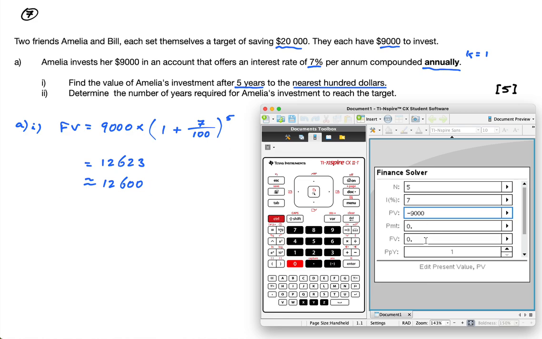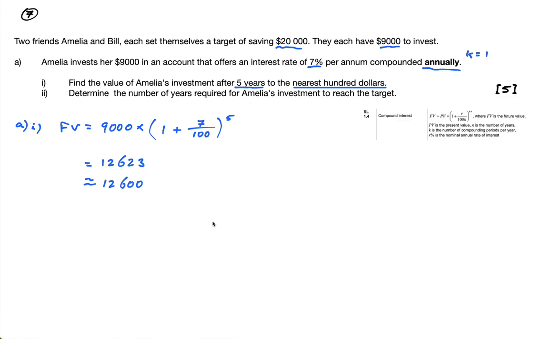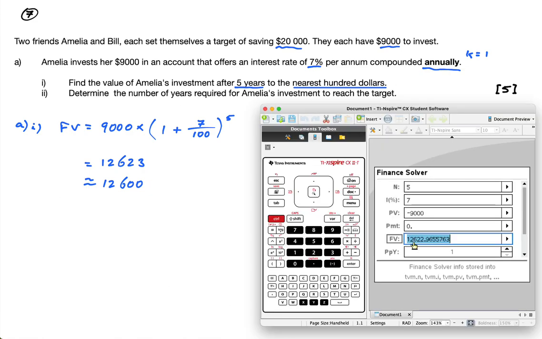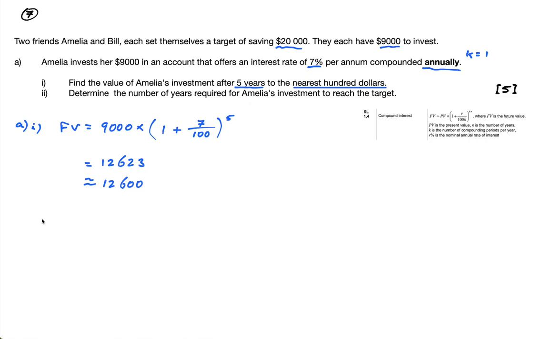The payment is 0. Leave that. And the compounding periods per year is 1. And then leave the payments per year as 1. Go to the future value, press enter, and there I get the same answer, 12,600. Okay, and as well, guys, if you are doing it this method, make sure you write down these values. That's your working. You have to write them down.